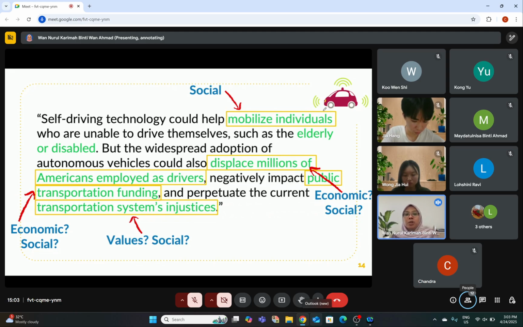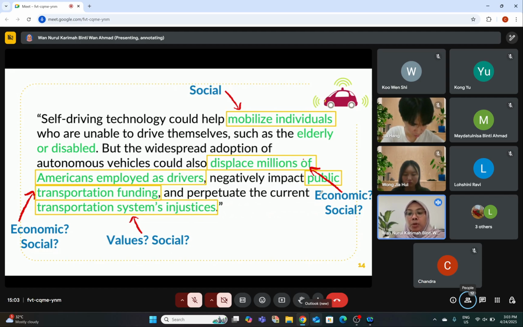But the widespread adoption of autonomous vehicles could also displace millions of Americans employed as drivers. So this is an issue or challenge related to self-driving adoption. It could displace millions of Americans employed as drivers. So in terms of these factors, it can be seen from an economic point of view.